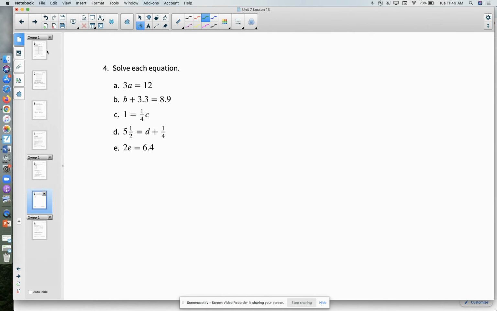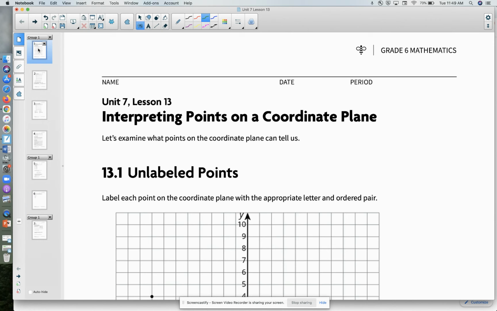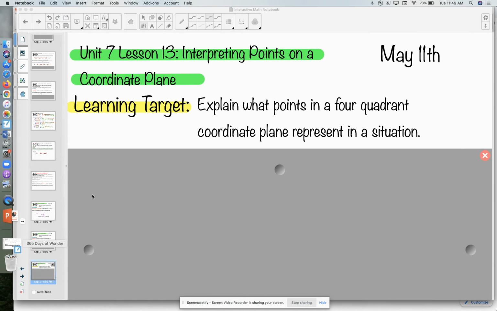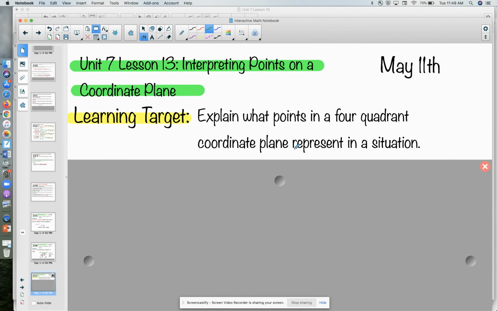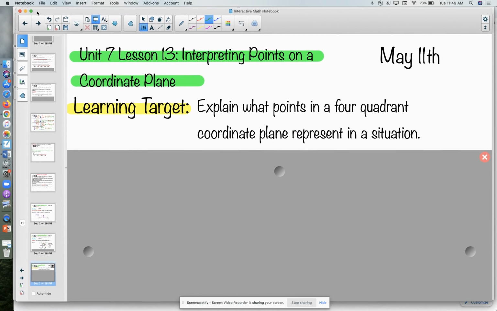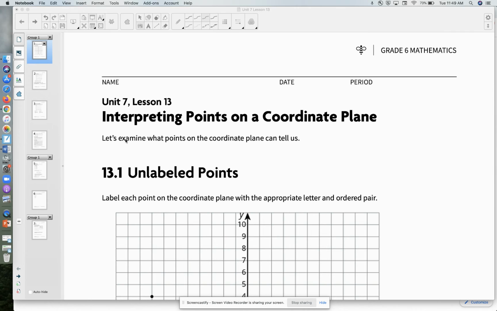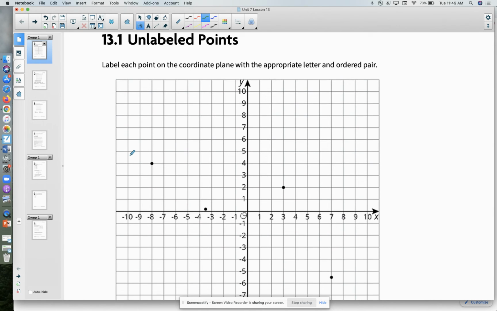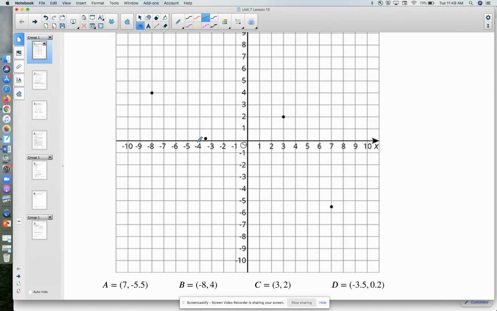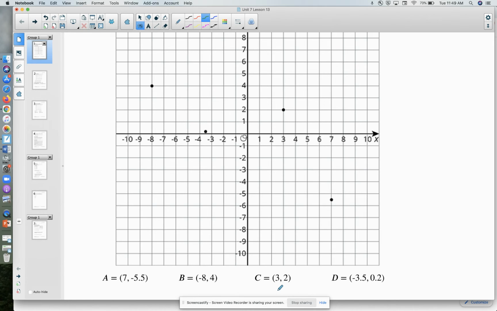All right. So I'd like you to do this on your iPad if you can. Okay? So I don't know if you can split screen this or what, but basically this is lesson 13. Explain what points in a 4-quadrant coordinate plane represent in the situation. We're going to use situations of temperatures and a bank. So first off, label each point on the coordinate plane with the appropriate letter and ordered pair. So using these 4 points and then these 4 right here, match them up. So you can put arrows if you want. So go ahead and pause it and then see if you can figure it out. When you're ready, unpause it.